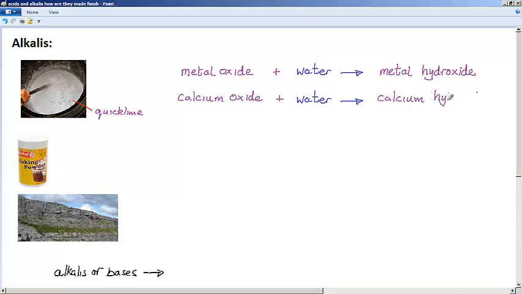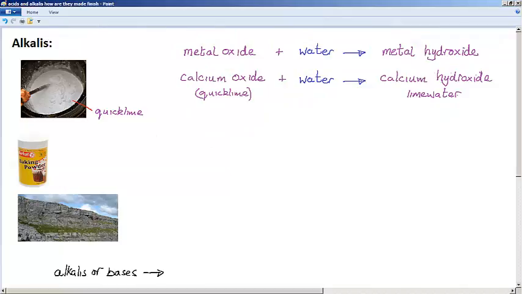hydroxide. Again, I'll just point out that hydroxide is the key word that indicates that a substance is an alkali or a base. Okay, so the common name for calcium oxide is quicklime. It's used in the building trade to help make cement. All right, and the common name for the alkali that it produces, called calcium hydroxide, is lime water, which you will also hear of in your chemistry course. You hear a lot about lime water.